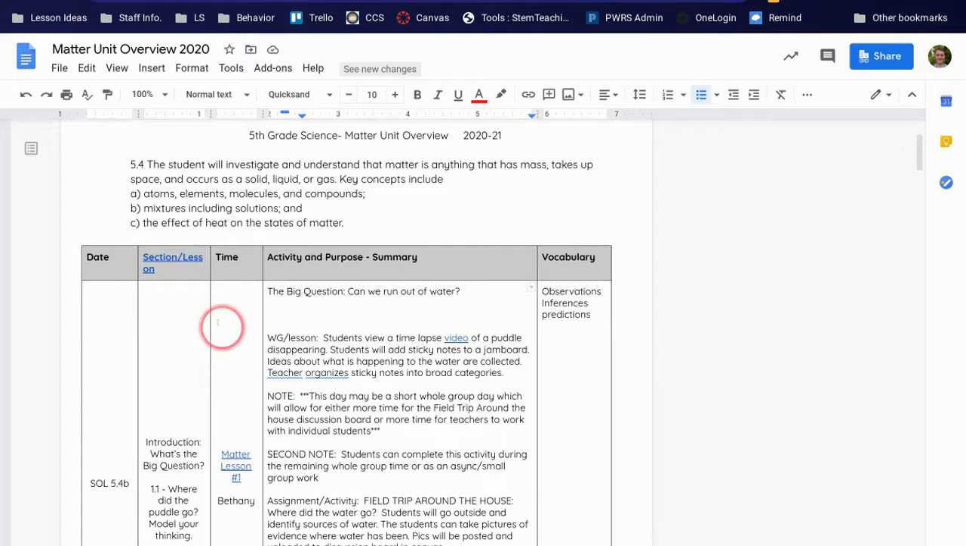All right, so one of the smaller questions that is going to start the unit is, where did the puddle go? And that's a really great question to ask kids that they can then relate to the bigger question of, can we run out of water? Because you can relate a puddle to virtually any kind of water out there.